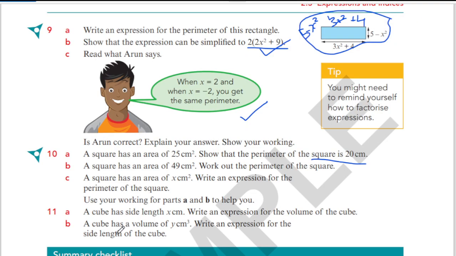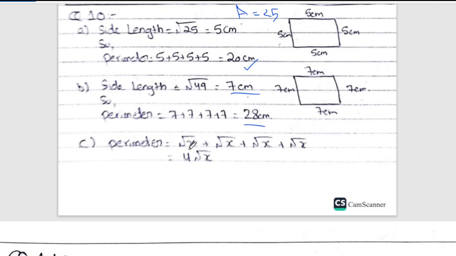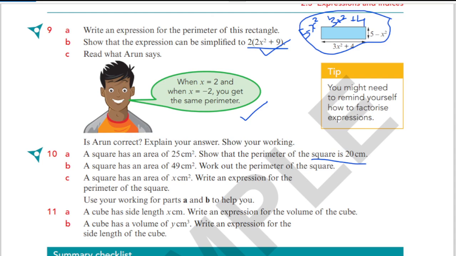In part C, they are saying a square has an area of x square, means the side is under root of x square, which is x. By adding x, x, x, x, our perimeter is 4x. Now we are done with question number 10. We'll move to question number 11.